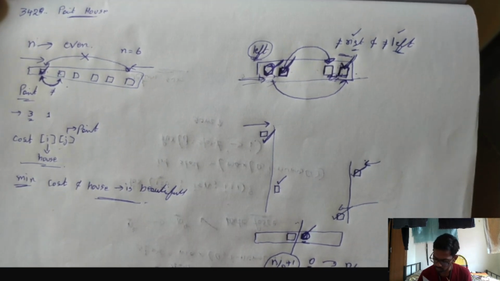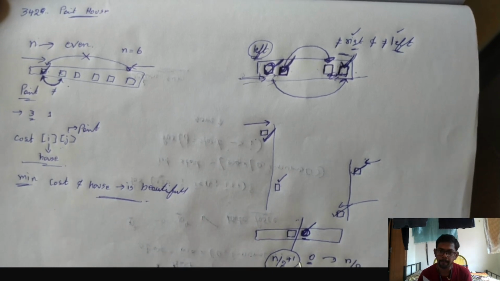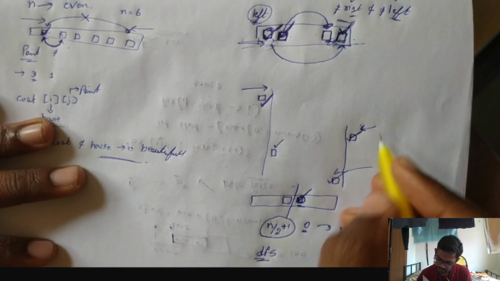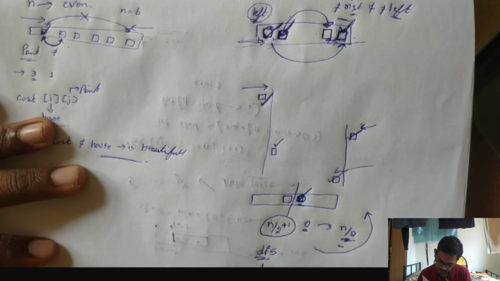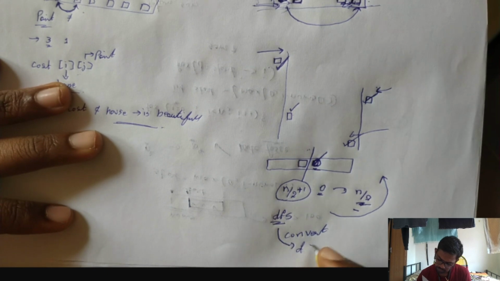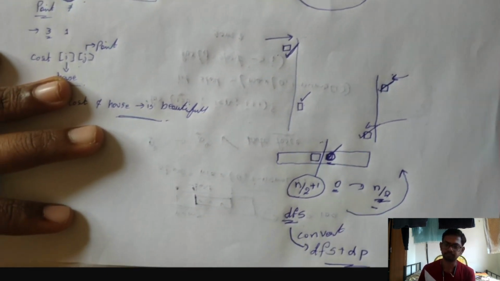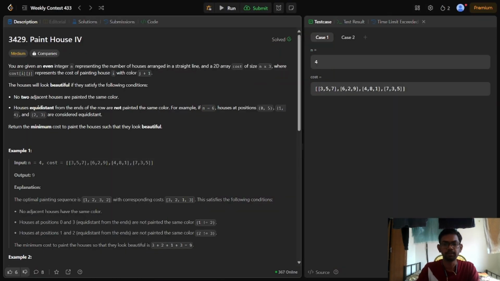Now looking into code, let's first only consider a DFS approach of this algorithm, and then convert it to a DFS plus DP algorithm. Okay. Now looking into the coding part of this question, code.